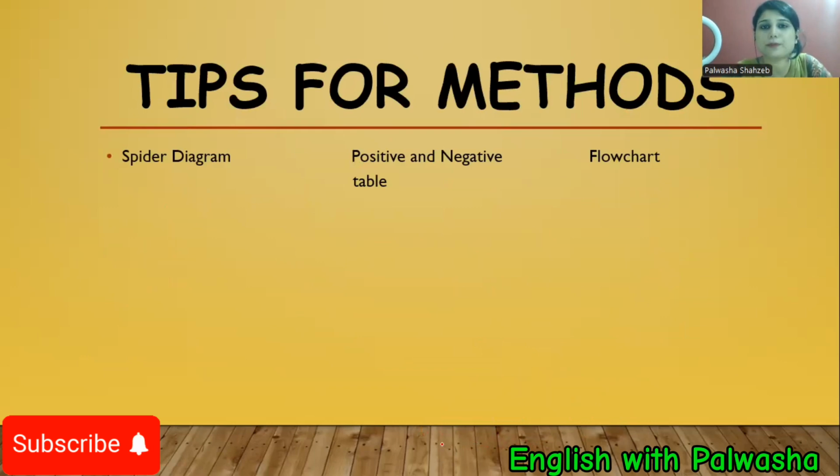Okay, now we have the tips for method. Now, what are the methods? Okay, the paper is in front of you. The teacher asked you to write the argumentative writing. Now, how are you going to plan in your mind? You should never start directly. Always do some planning.